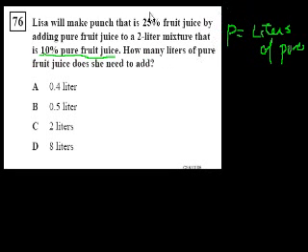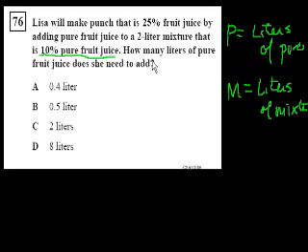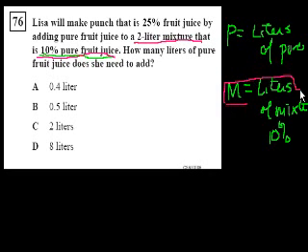All right. And let's say that adding to a 2-liter mixture, so let's say M is equal to the liters of the mixture that is 10% fruit juice, right? So that is this right here. We're calling that M. That is the 2-liter mixture that is 10% fruit juice. Okay, how many liters of pure fruit juice does she need to add?